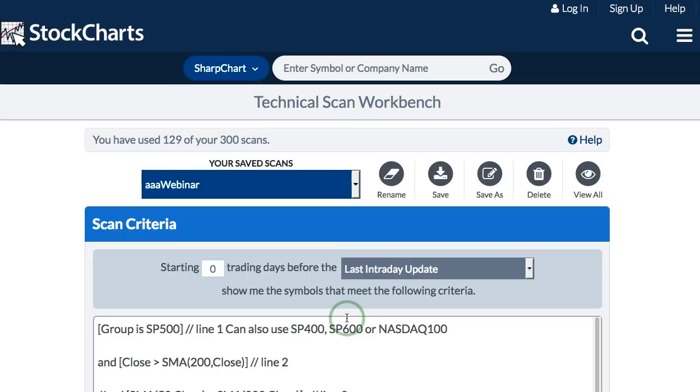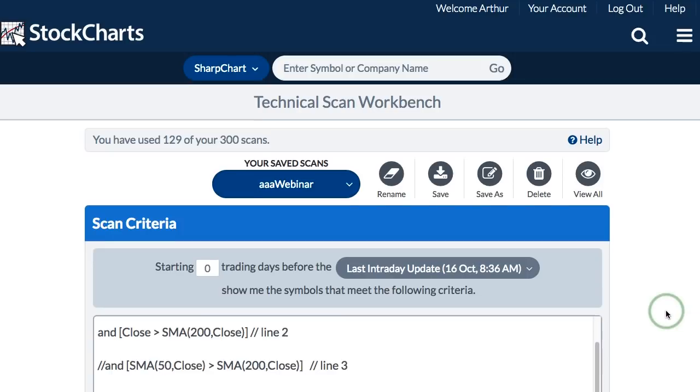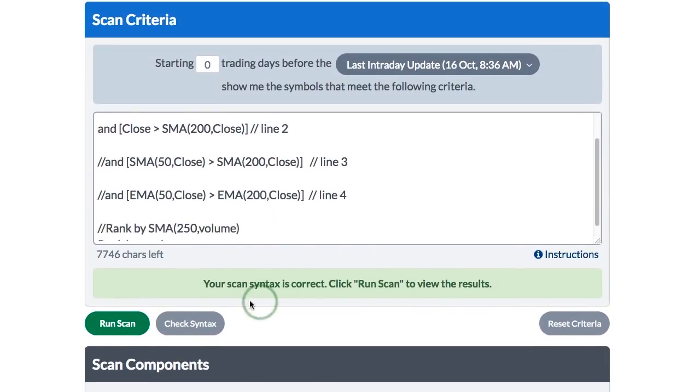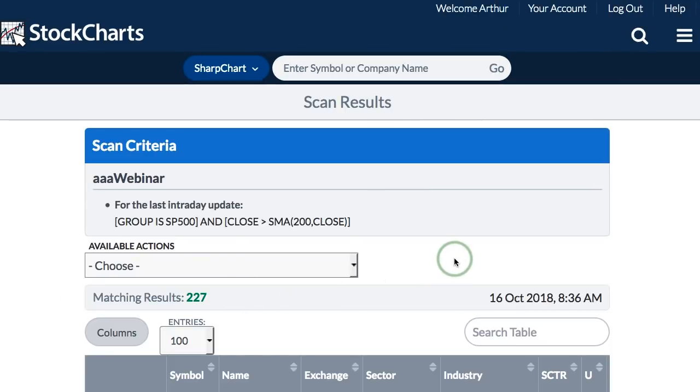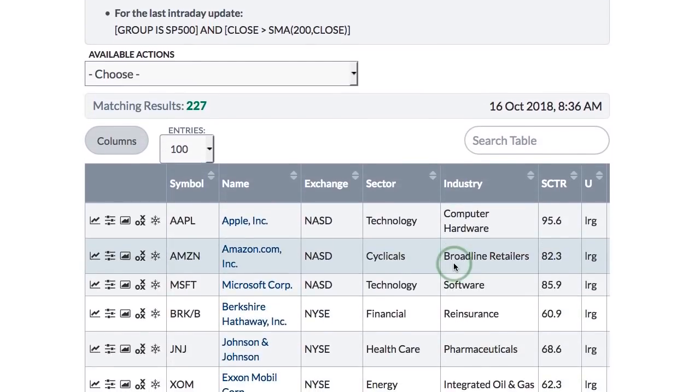So I'm going to click check my syntax to make sure everything is okay. And I get the green light there, the syntax is all right. And I'm going to click run scan. And so that is going to refresh, and I'm going to get all the results.